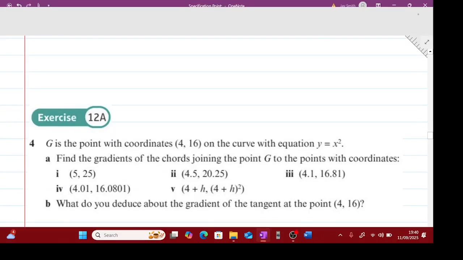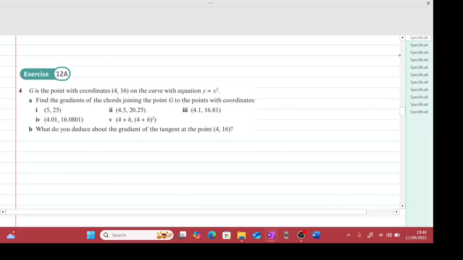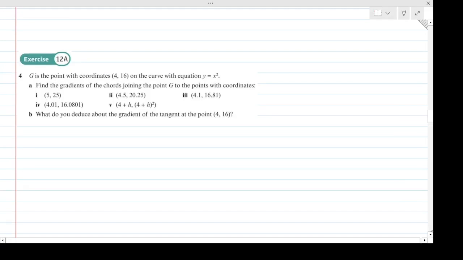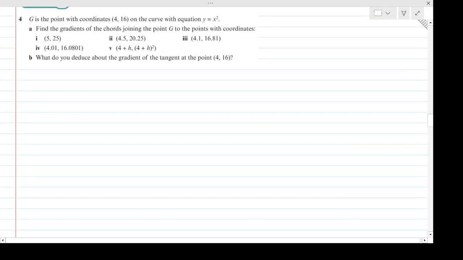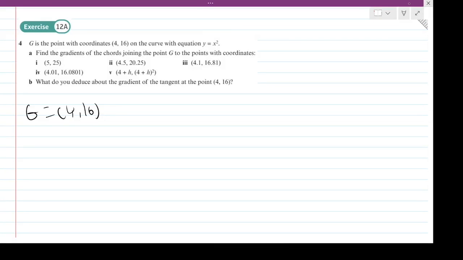Right, I'm going to get back to normal size. There we are. Okay, so we've got this exercise question. We've got the point G, which has coordinates (4, 16), right? And it's on the same curve, y = x squared. Then we need to find the gradient of the chords joining the point G to the points with coordinates, I'm going to say the point P, so P firstly being (5, 25).